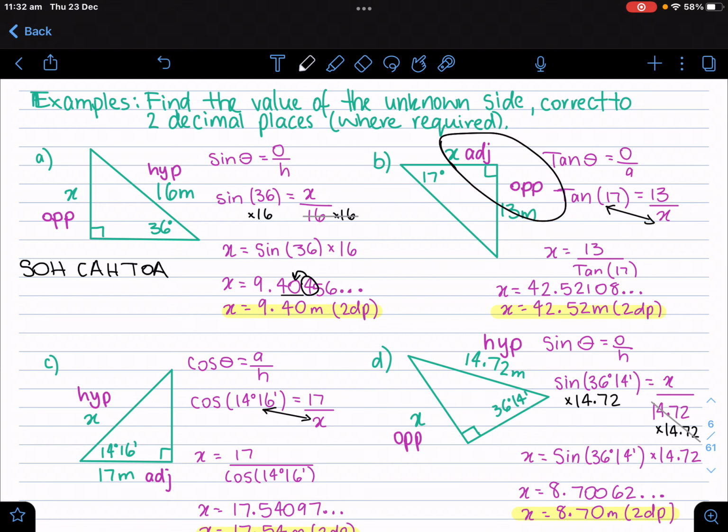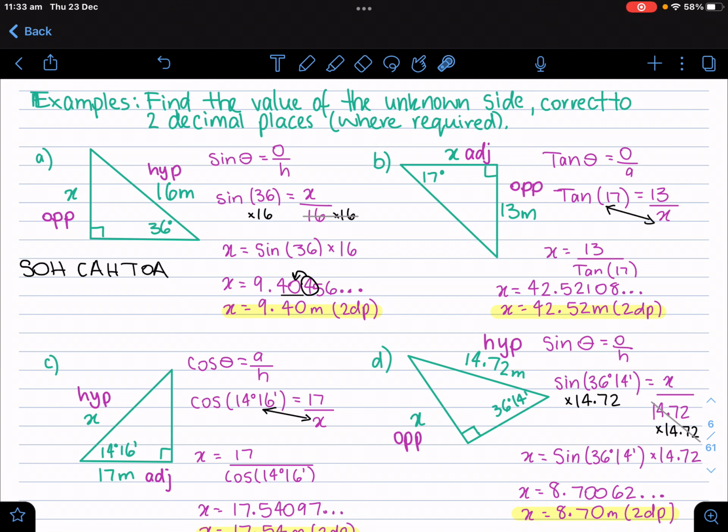Now, I'm using A and O, or O and A. Doesn't matter. Which one of the 3 trig ratios uses O and A? Well, that's tan right there. So I've identified, after labeling the triangle, that I'm going to use tan. So the tan ratio is tan theta equals opposite over adjacent. O comes first, so opposite over adjacent. It's very important that you have the order correct.